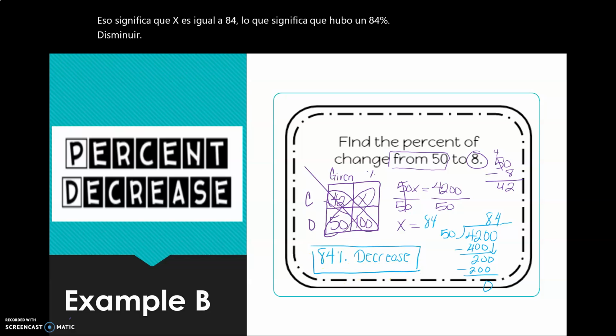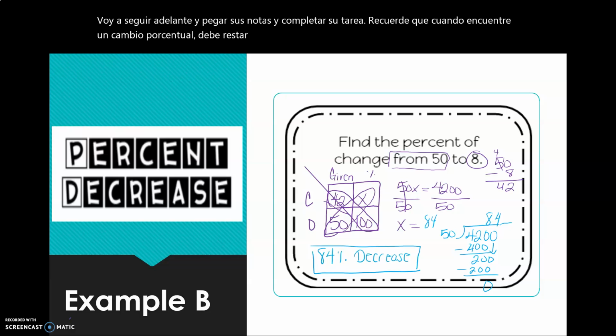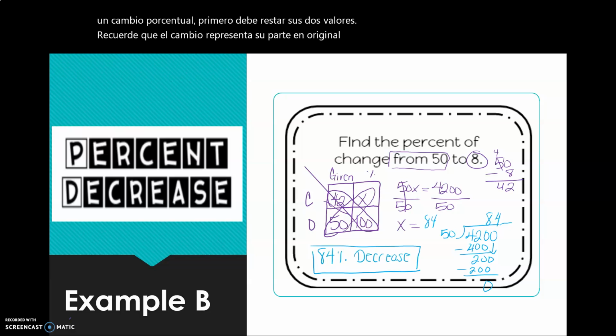You're going to go ahead and glue your notes in and complete your assignment. Remember, when you are finding percent change, you must subtract your two values first. Remember that change represents your part and original represents your total. Go ahead and complete your assignment.